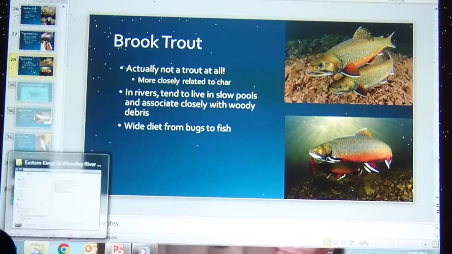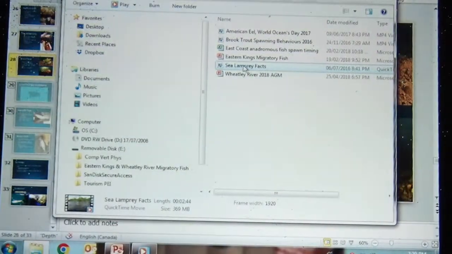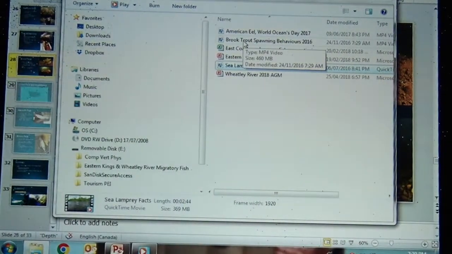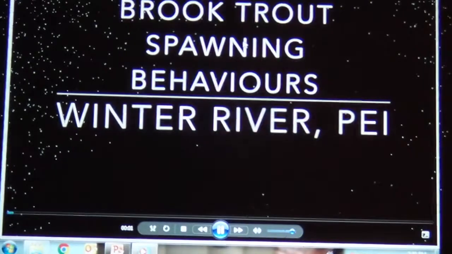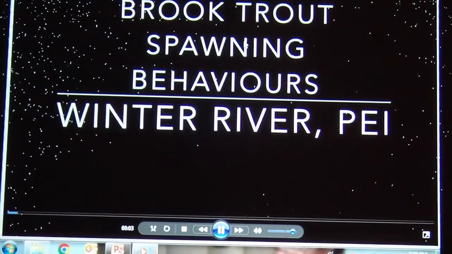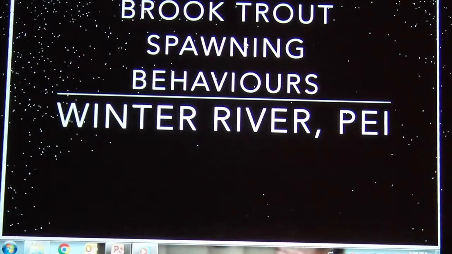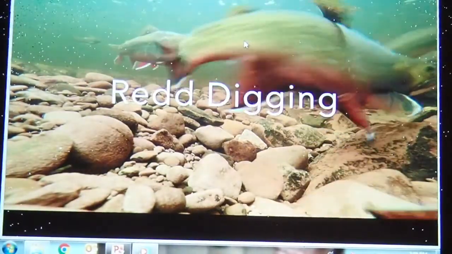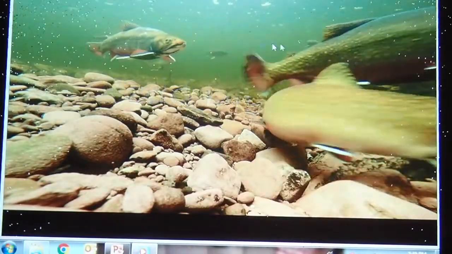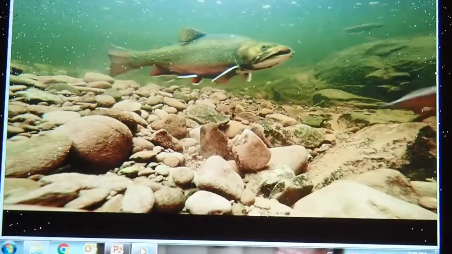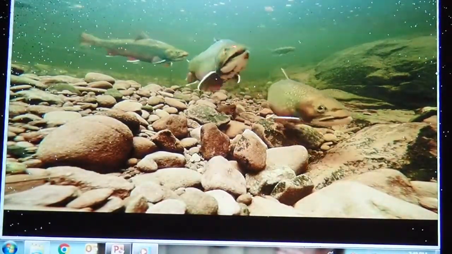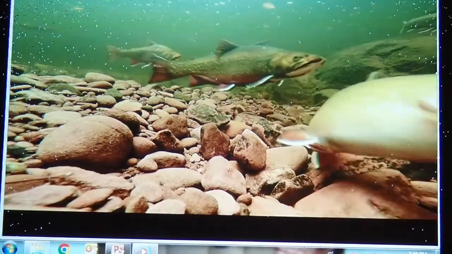Now I'm going to show you, because we've got a little bit of time, this will probably end just after this video here. Some of you may have seen this; it's floated around a little bit online. This is taken in the Winter River, showing you some of the spawning behaviors that brook trout have. I took the GoPro camera, attached it to a dive weight, set it down in the river bottom, and walked away and left it there for 2 hours. This is about a 6-pound male there.